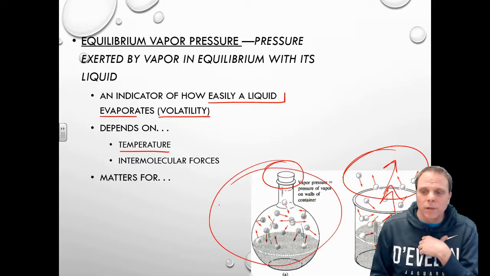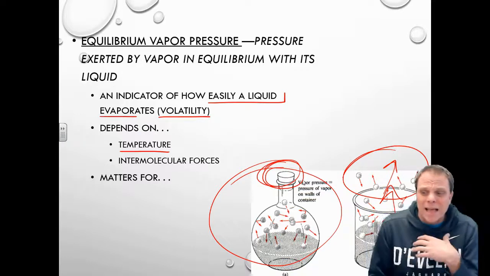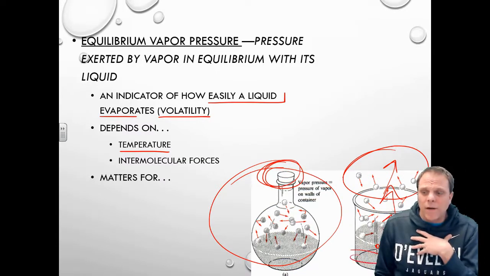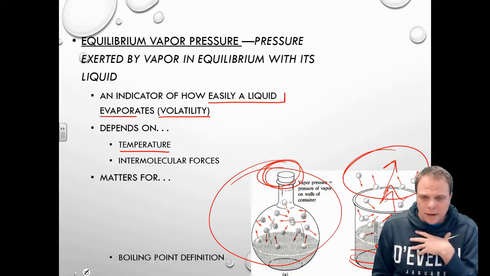This one can reach equilibrium because particles are going in and out. After a while, that closed container is going to reach equilibrium. But the one on the right is not. In fact, the one on the right is just going to keep evaporating and evaporating until there's nothing left, right?